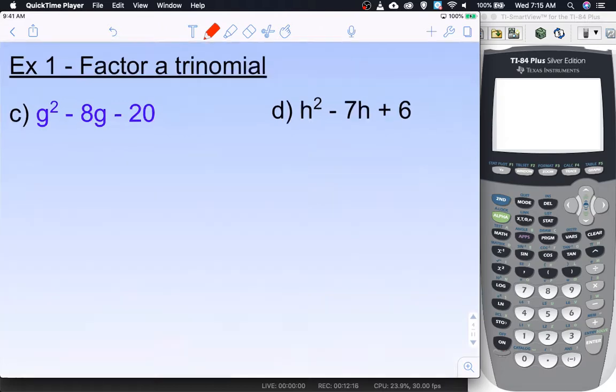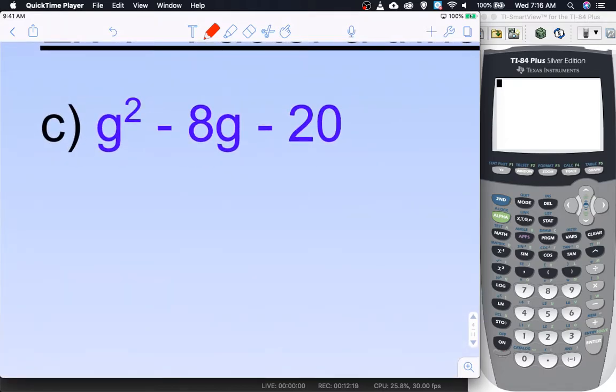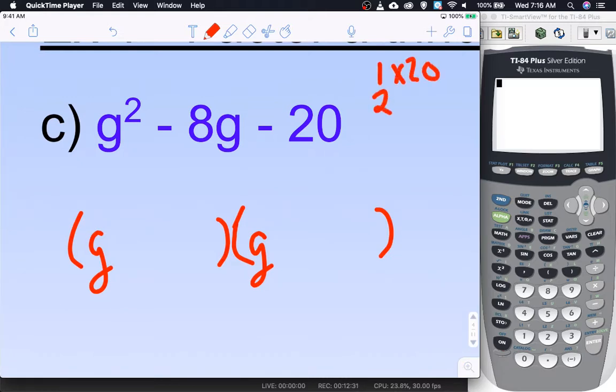All right, so did you start off with G times G? Ooh, my 20 has a bunch of different factors. I have 1 times 20, 2 times 10, 4 times 5.